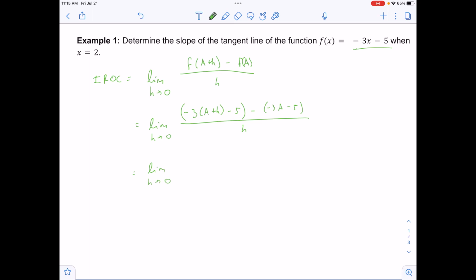Okay, I'll have a negative 3a minus 3h, take away 5. Subtracting negative 3a will be adding 3a, and then subtracting negative 5 will be like adding 5, all divided by h. Just bear with me here.